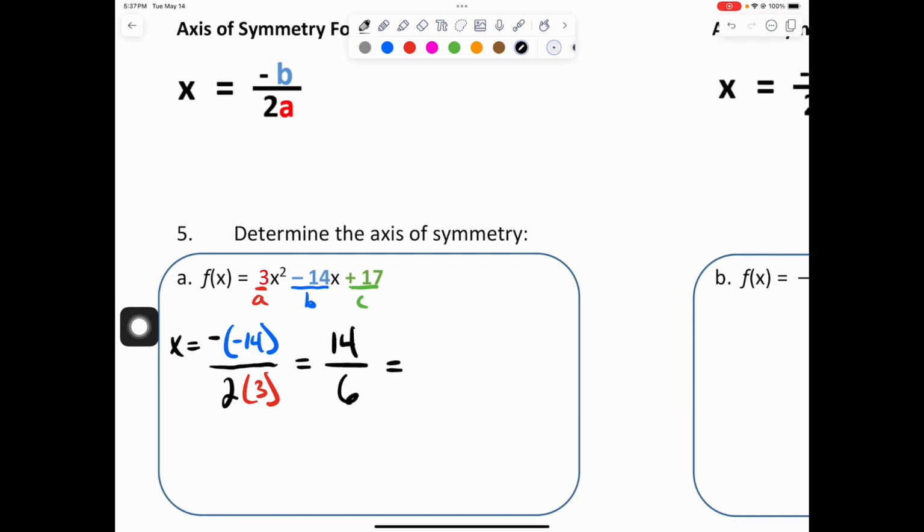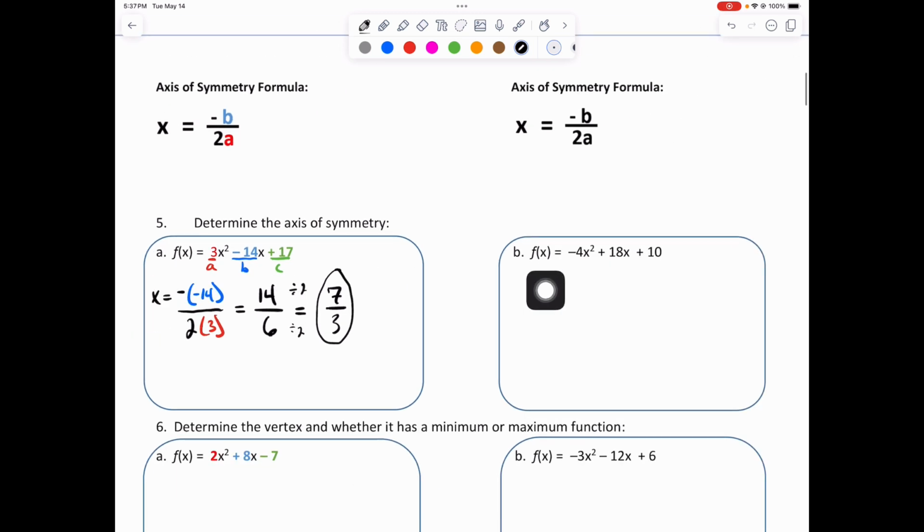However, we need to reduce our fraction. When given 2 even numbers, I always start with 2. They're both divisible by 2. 14 is not divisible by 3. 4 doesn't work. 5 doesn't work, and neither does 6. So we will use 2. 14 divided by 2 equals 7. And 6 divided by 2 equals 3. Go ahead and circle your answer. However, zoom out, try B independently, and I will go through that at the end.